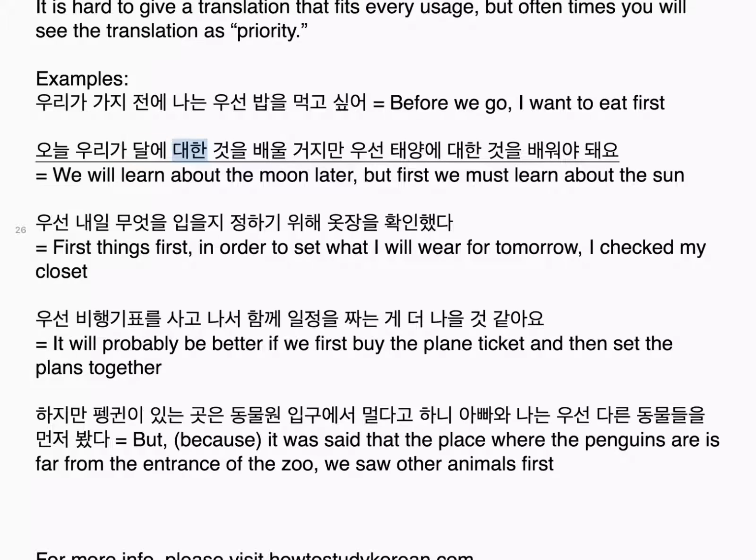오늘 우리가 달에 대한 것을 배울 거지만 우선 태양에 대한 것을 배워야 돼요. We will learn about the moon later, but first we must learn about the sun. 우선 내일 무엇을 입을지 정하기 위해 옷장을 확인했다. First things first. In order to set what I will wear for tomorrow, I checked my closet. 우선 비행기표를 사고 나서 함께 일정을 짜는 게 더 나을 것 같아요. It will probably be better if we first buy the plane ticket and then set the plans together.